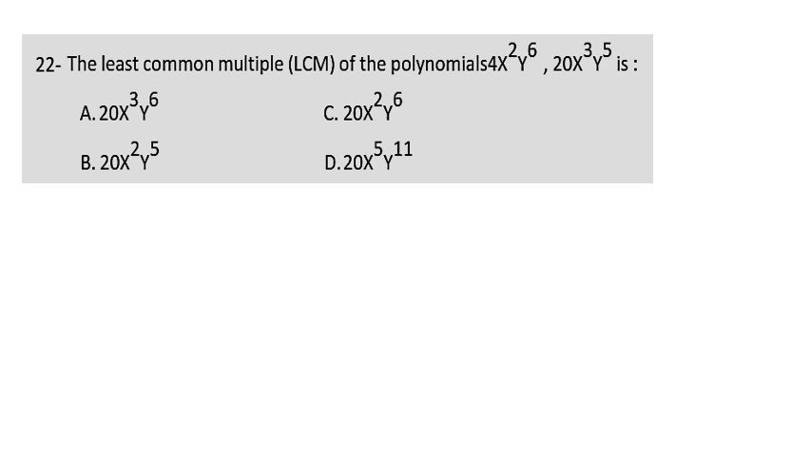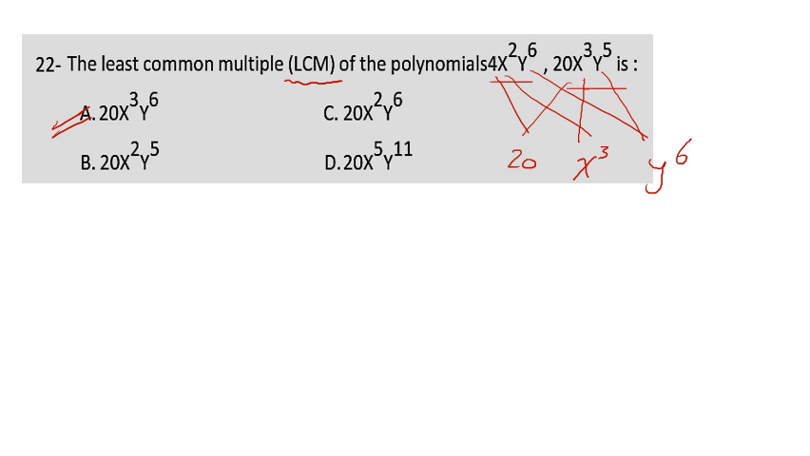Find the least common multiple of the polynomials 4x squared y to the power of 6 and 20x to the power of 3 y to the power of 5. And least common multiple means the term that will be divided by both of the two terms. The least common multiple for 4 and 20 is 20. And x to the power of 2, x to the power of 3, the greatest power is x to the power of 3. Y to the power of 6 and y to the power of 5, the greatest power is y to the power of 6. So it's 20x to the power of 3, y to the power of 6.